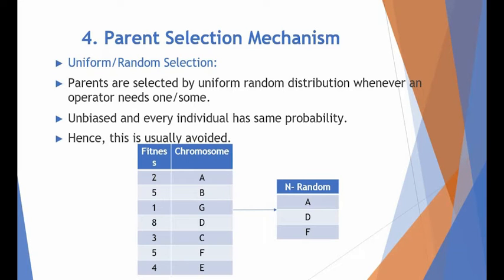There is one more very famous technique of parent selection, uniform random selection, but it is usually avoided because of a few cons. Parents are selected by uniform random distribution whenever an operator needs one or some. It is unbiased and every individual has the same probability. Hence, this is usually avoided.